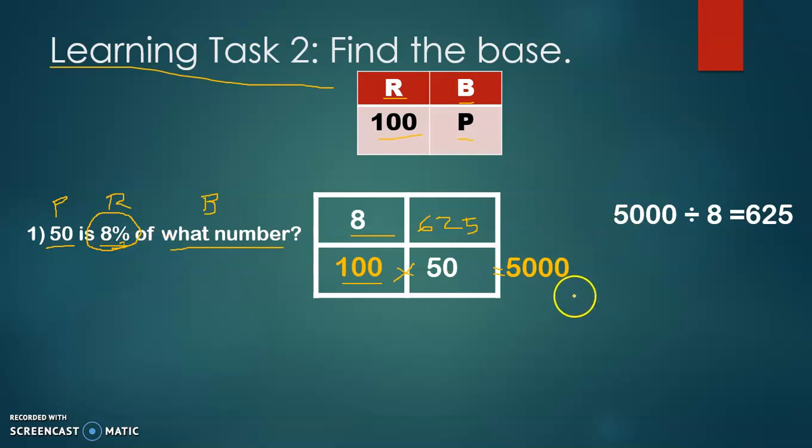You want to make sure kung tama ang sagot, multiply mo rin ang nasa taas. Kung ang product ng numbers na nasa taas at ang product ng numbers na nasa baba ay equal, ibig sabihin, your answer is correct. So, if 8 times 625 is equal to 5,000, ibig sabihin yan, tama ang sagot. Okay.